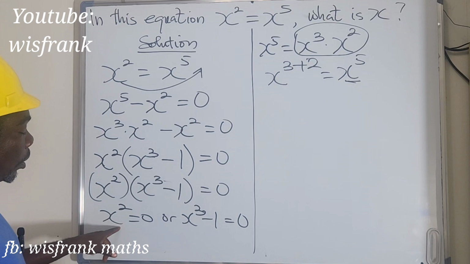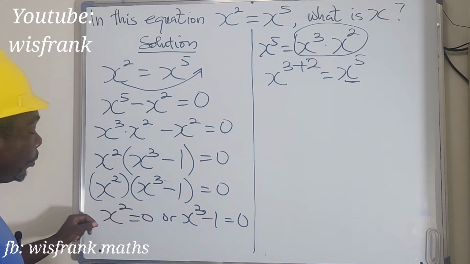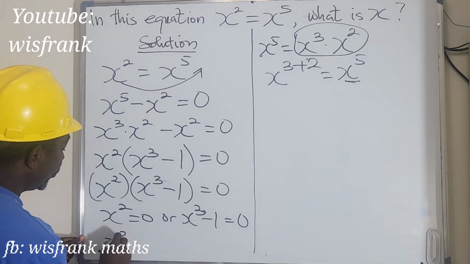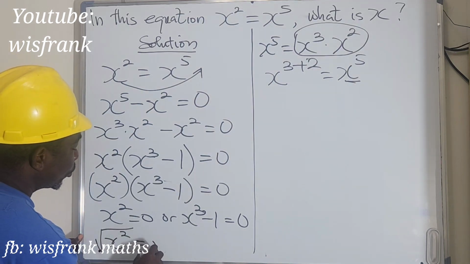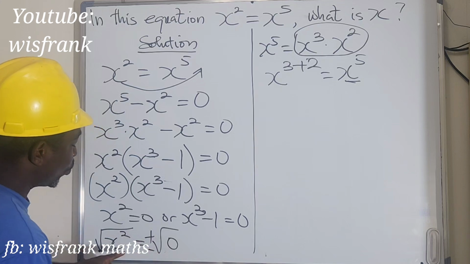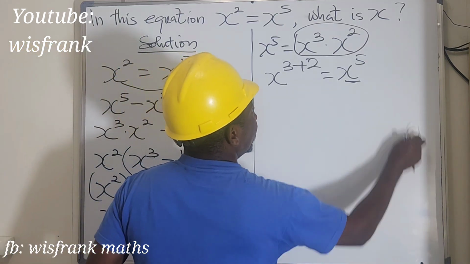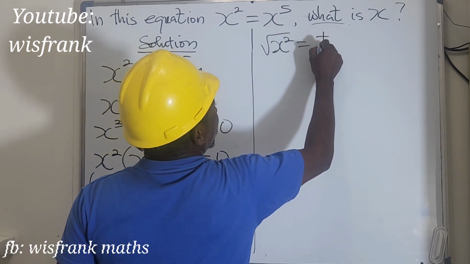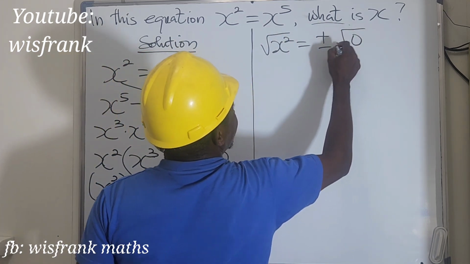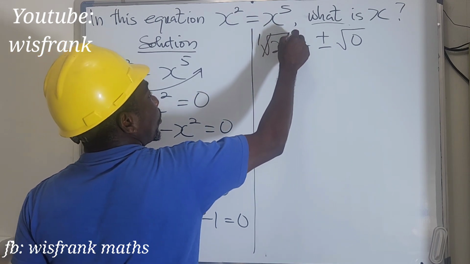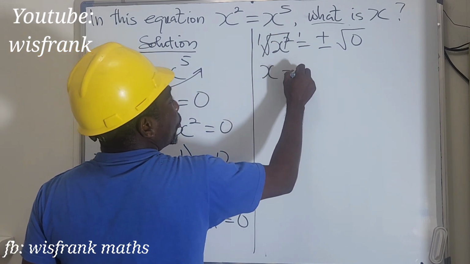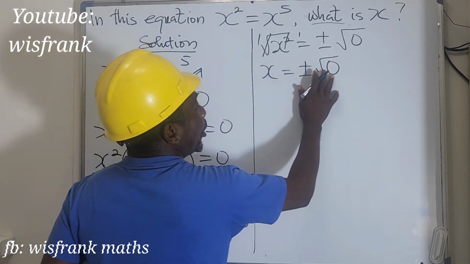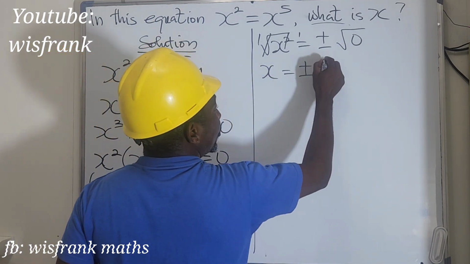So now, in the first one, we have x to the power of 2 equals 0. We can apply the square root to both sides. So the square root of x to the power of 2 equals plus or minus the square root of 0. So here, this one will cancel this one. Then our x equals plus or minus the square root of 0. The square root of 0 equals 0. So we have plus or minus 0.